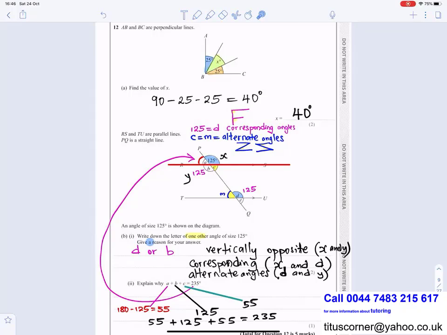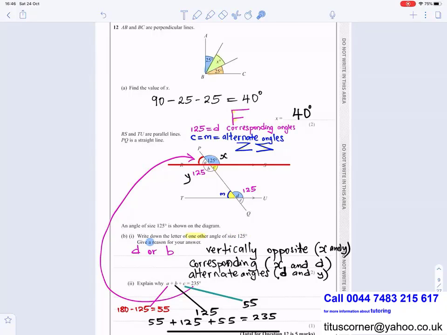Next part, RS and TU are parallel lines, lines that do not meet. PQ is a straight line, a transversal that goes across. An angle of size 125 degrees is shown on the diagram. The blue angle there is 125. Write down the letter of one other angle of size 125 degrees.